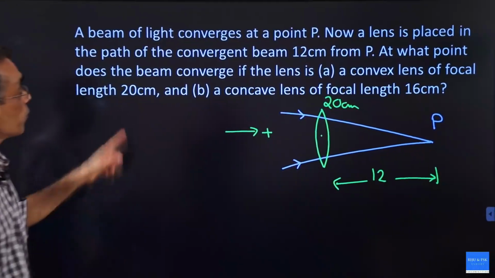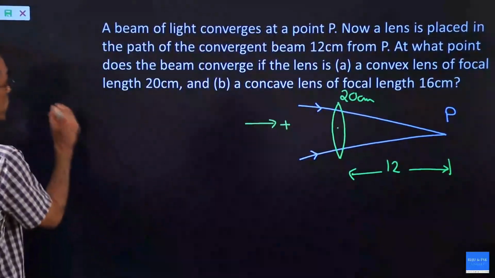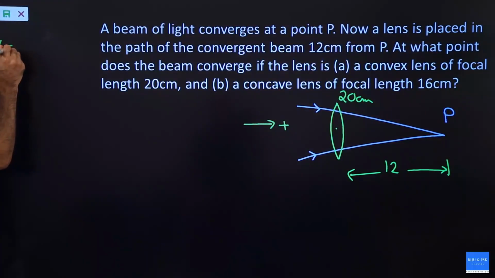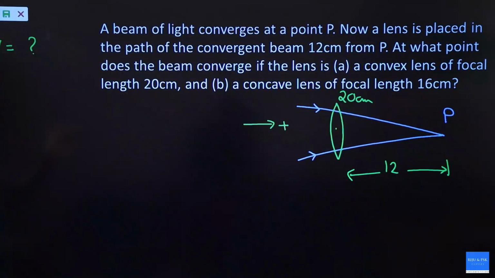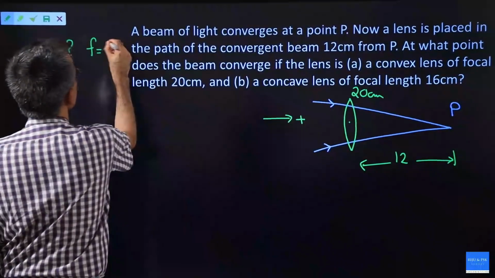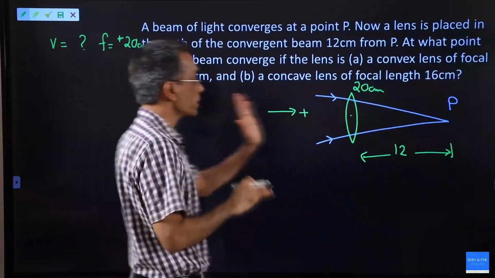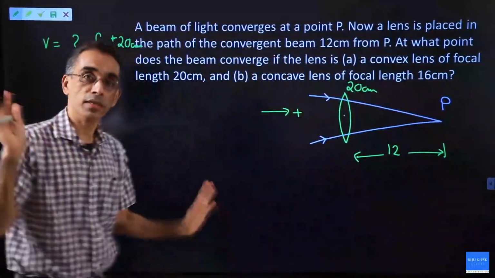What should you calculate? Where is the final image? So we need to find out the value of v. I don't know where v is, so I can't give any sign. But I know the focal length. What is the focal length? It's 20, but plus 20. Tell me why. Focal length is measured in this direction. Focal length of a convex lens is positive.